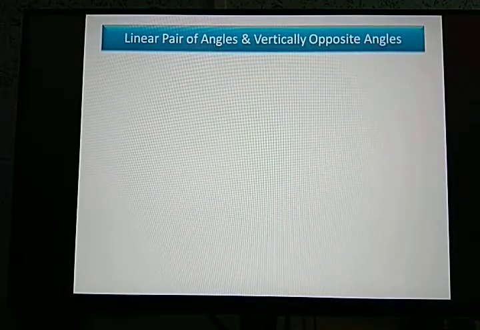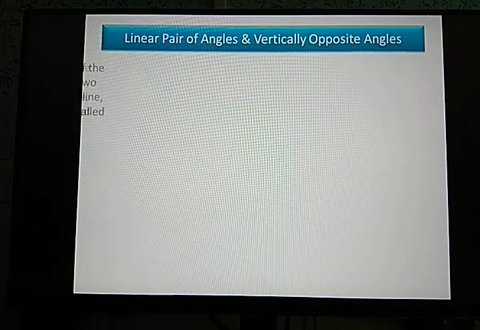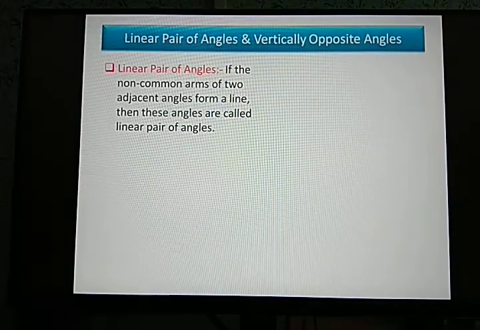Next, moving on. Linear pair of angles and vertically opposite angles. Now what are these types of angles? Let us see. First is linear pair of angles. Now if the non-common arms of the two adjacent angles form a line, then these angles are called linear pair of angles.